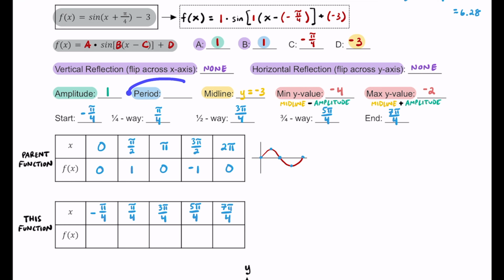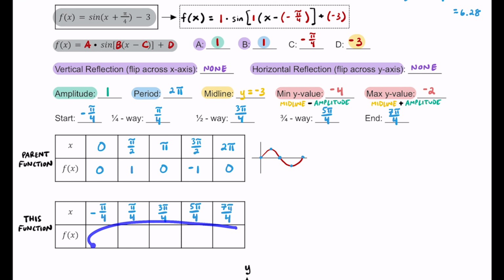Oh, and I forgot that I didn't actually write in the period, but we said earlier it was 2 pi. Again, the b value is 1, so that has no effect. So we know that the full period is here. It's still going to be 2 pi. So if you see what is the distance between negative 1/4 pi and 7/4 pi, that is going to be 2 pi difference from the beginning to the end. Everything just got shifted pi over 4 units to the left.